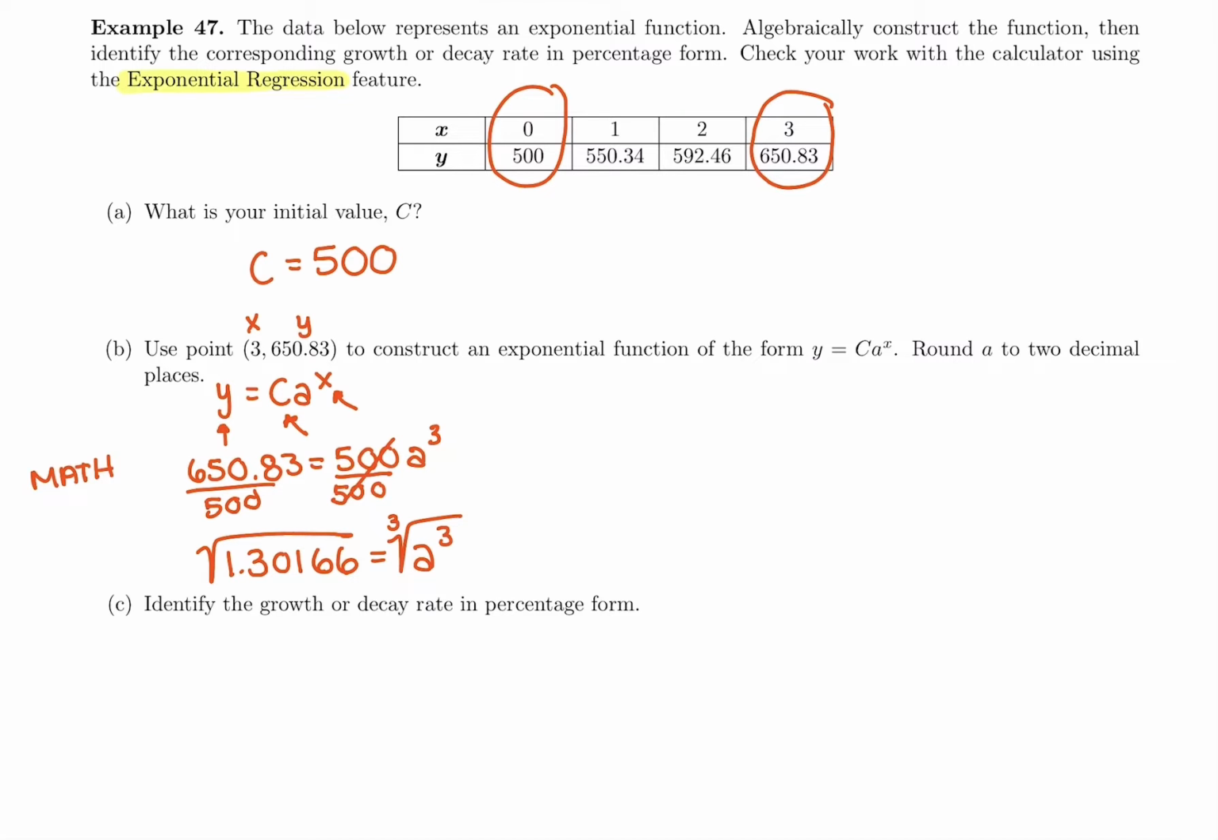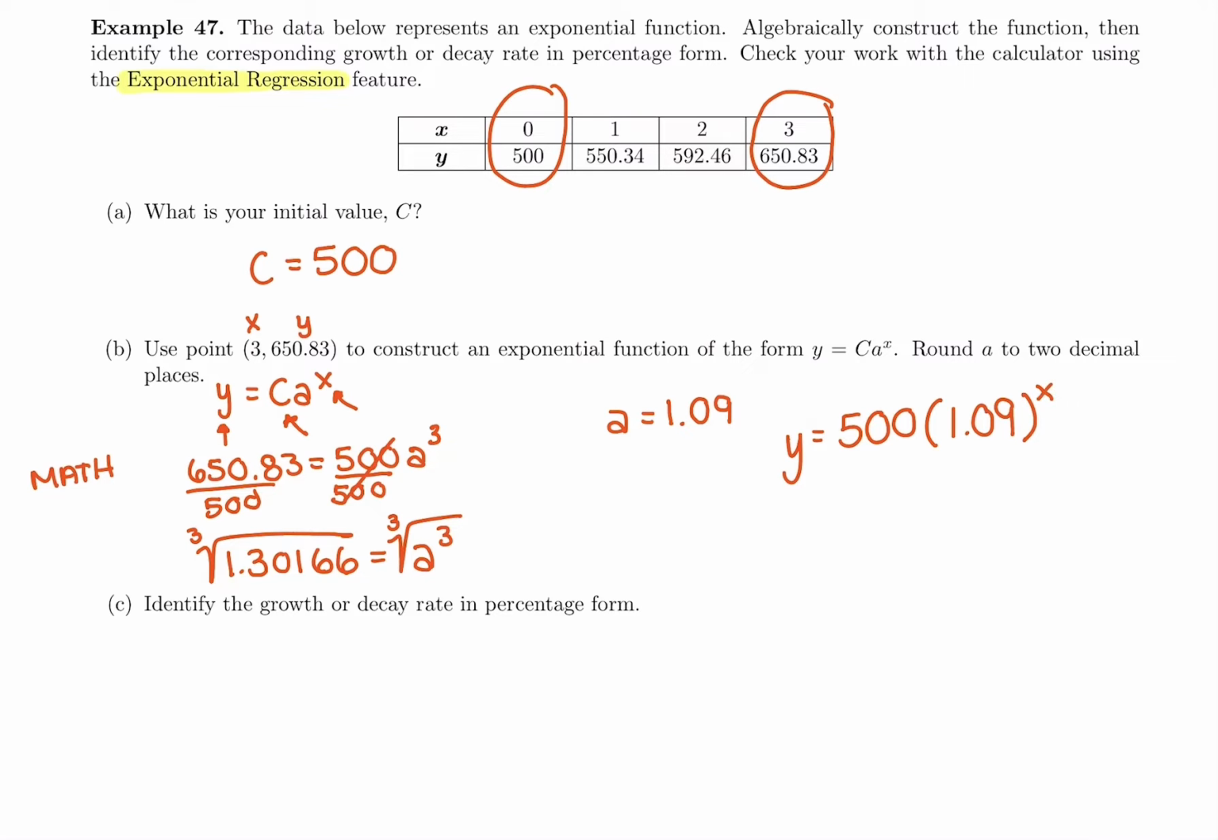We want to take the cube root of both sides so that we can get A by itself. A is going to be the third root of 1.30166. And we want to round to 2 decimal places, so A is going to be 1.09. And I can use that to write my function, Y equals C times A to the X. So it's going to be 500 times 1.09 to the X.